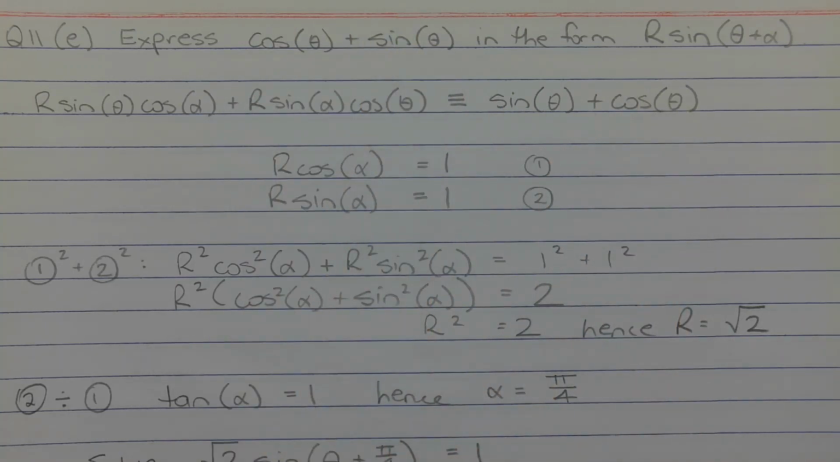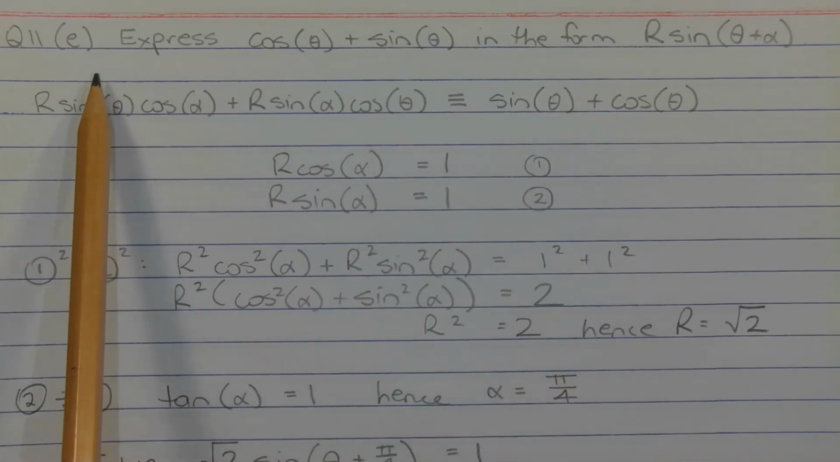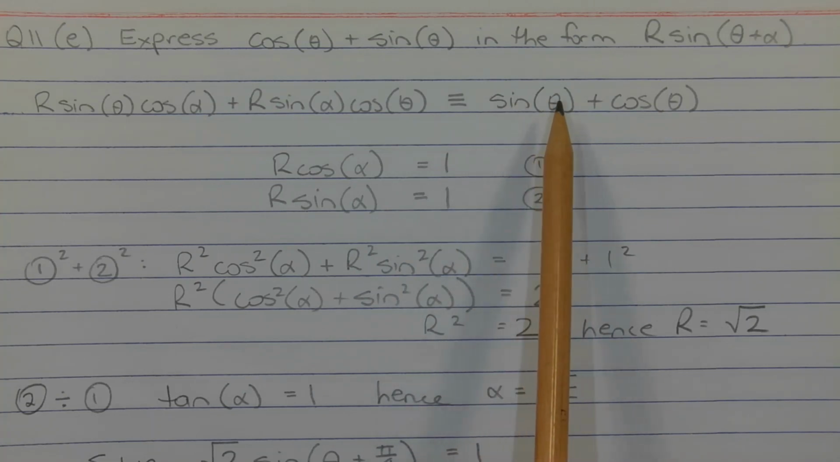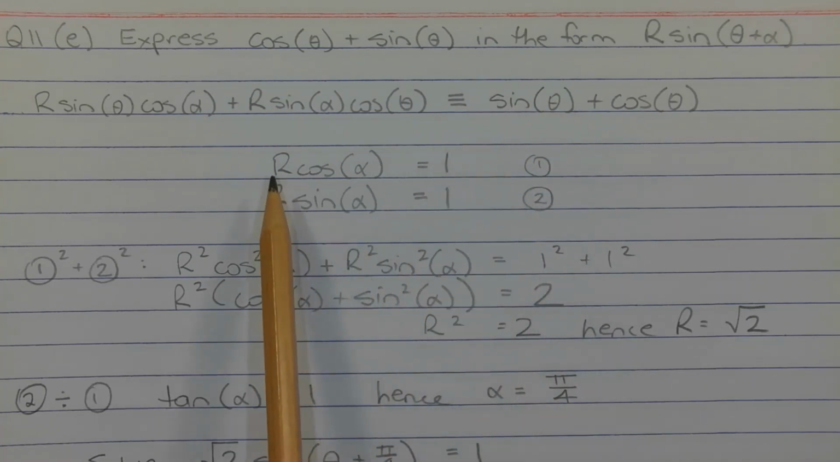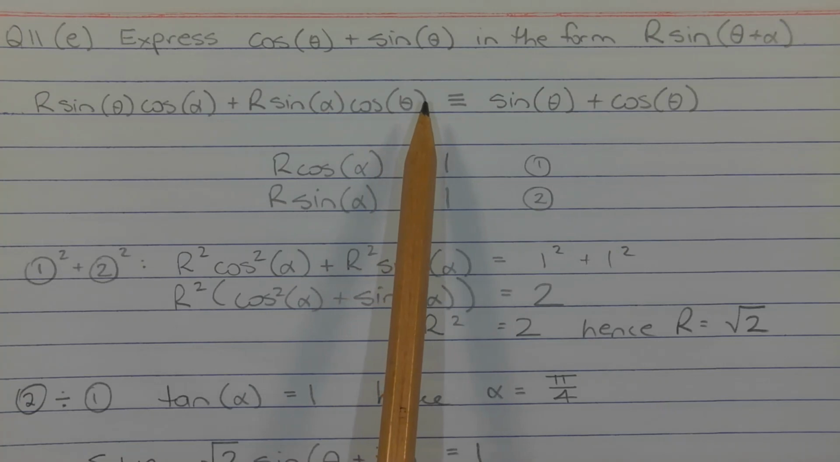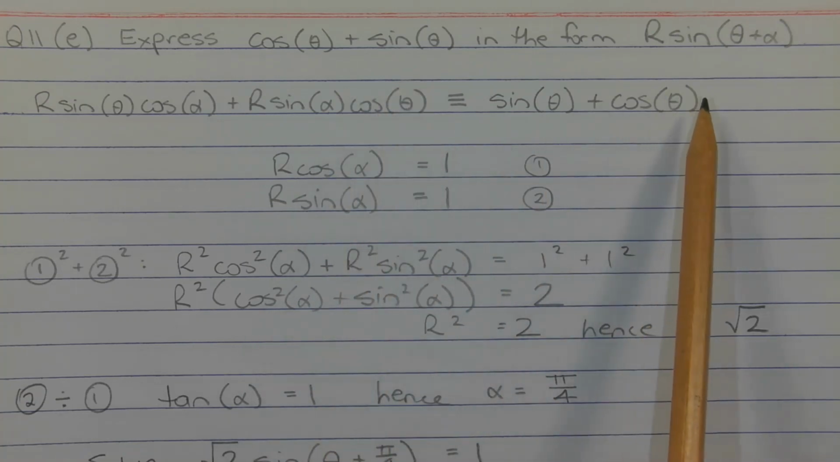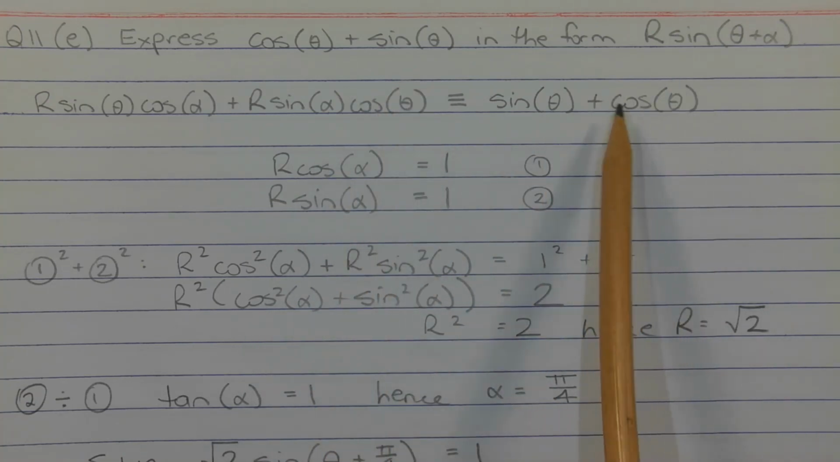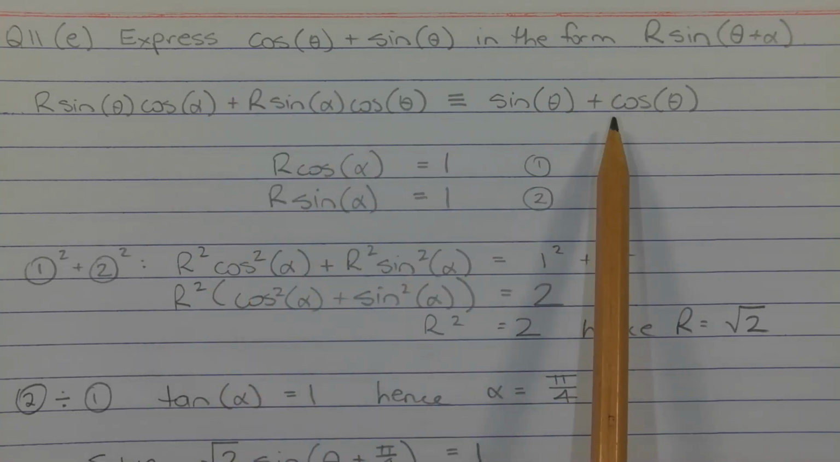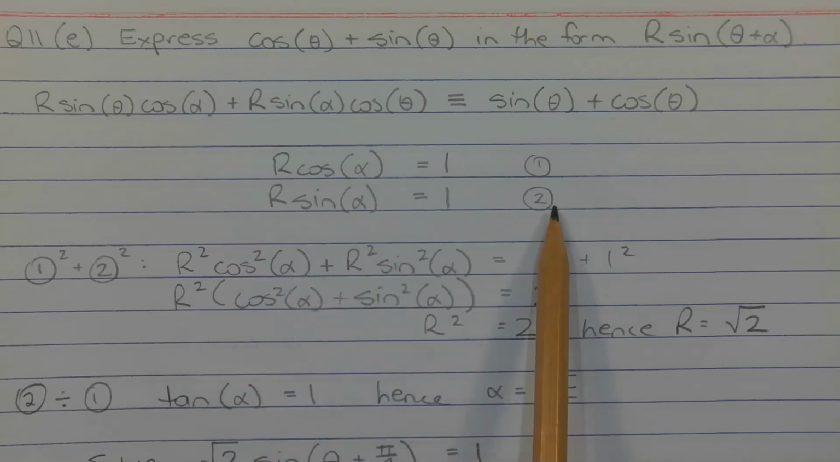The reason for that is I'm going to equate the coefficient of this sine theta with the coefficient of this sine theta here. Now the coefficient of this sine theta is r cos alpha, and the coefficient of this sine theta here is 1. So r cos alpha equals 1, and I've called that equation number 1. Equating the coefficient of cos theta here with the coefficient of cos theta here, for the same reason, r sine alpha is equal to 1. I've written that equation here, and I've called that equation number 2.